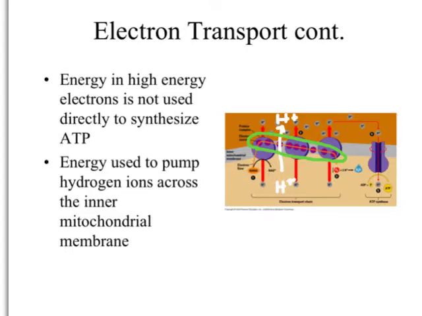So we haven't made any ATP yet, okay? We are just moving hydrogen ions from one side of the membrane to another. So it's quite a complicated process, but let's figure out how ATP is actually made, because that's what we need. We want to get ATP, okay? So let's take a look.